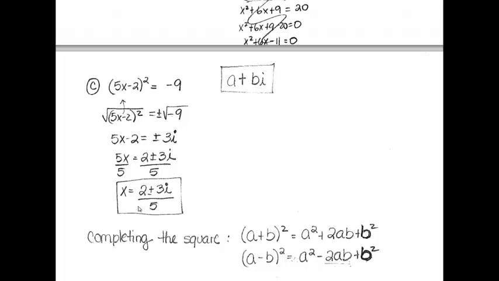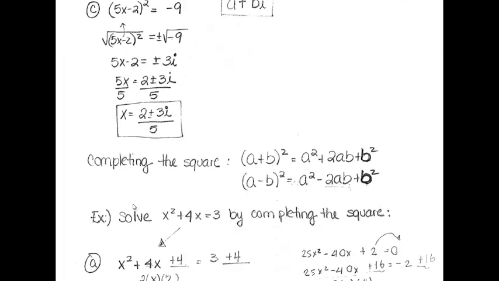Alright, the last part of the lesson is about completing the square. Completing the square has to do with those special factors that we learned: a plus b squared equals a squared plus 2ab plus b squared, and also a minus b squared equals a squared minus 2ab plus b squared. Basically, we need to keep this in mind. So let's look at an example here.